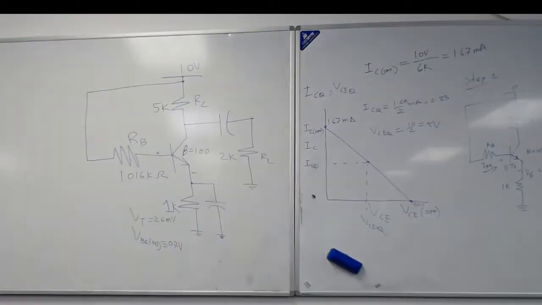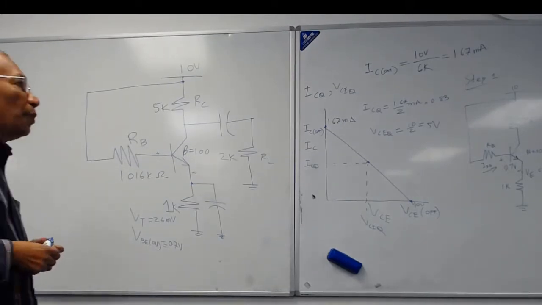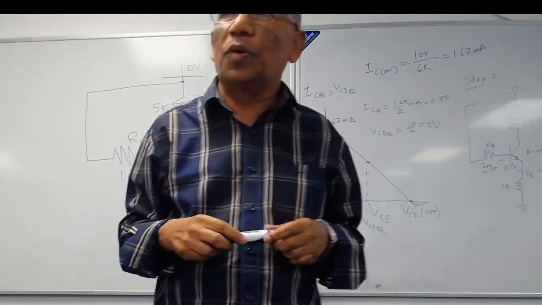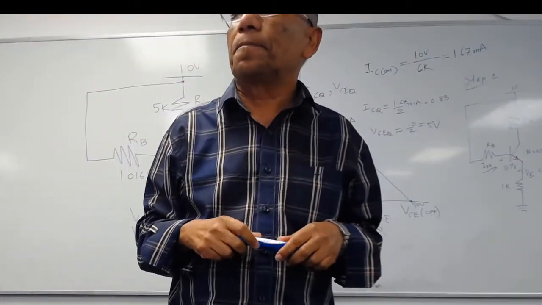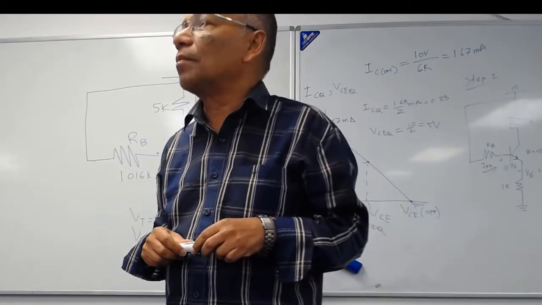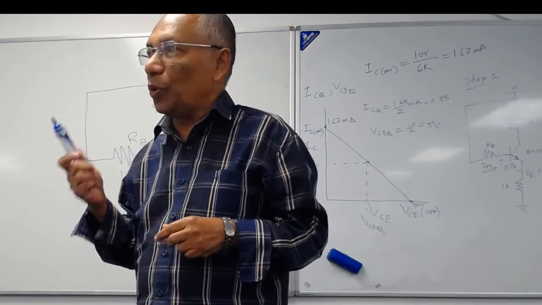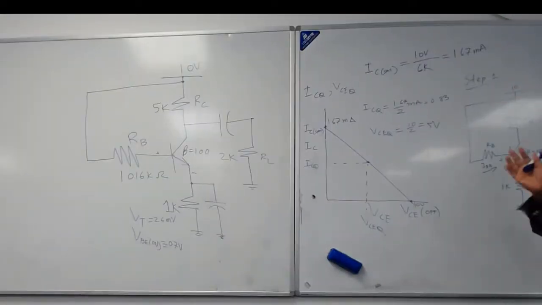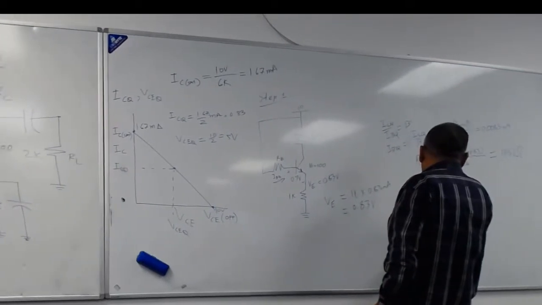Now, what is the next thing we do while we do DC analysis? Before that, what can we do? What is it that we produce here which we will be using in the AC analysis? GM. Anybody say GM? So, next you have to find GM, the transconductance.